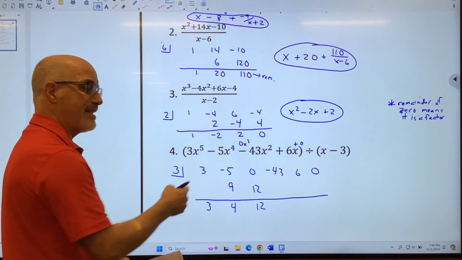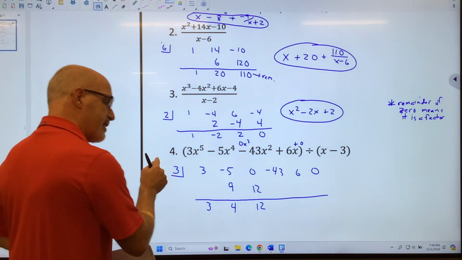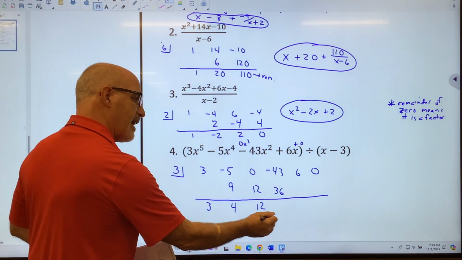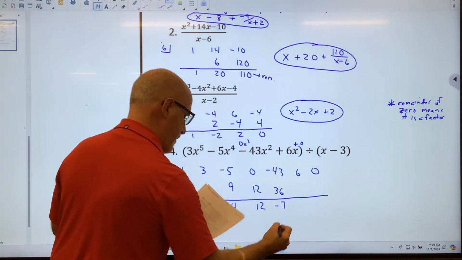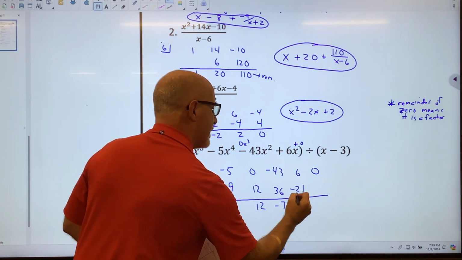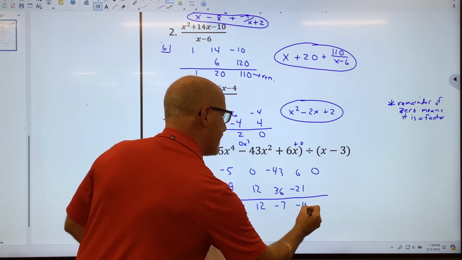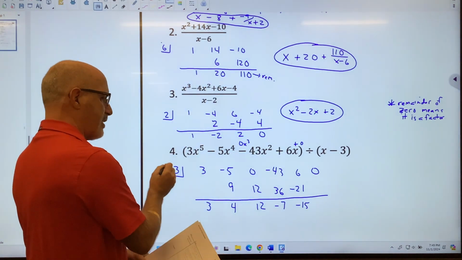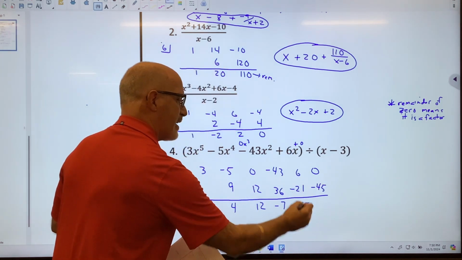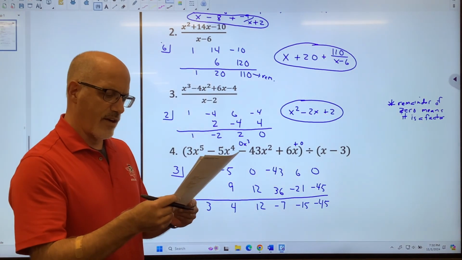Okay, now notice if you had missed that 0, you would have missed part of the answer for the problem. Now I'm going to take 3 times 12 is 36. Add straight down, and you're going to get a negative 7. Next, you're going to take 3 times negative 7 is negative 21. Add straight down, 6 plus negative 21 is negative 15. Now I'm going to go ahead and take 3 times negative 15 and get negative 45. Add straight down and get negative 45. So my remainder is negative 45 at the very end.